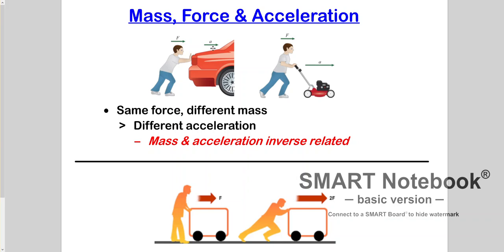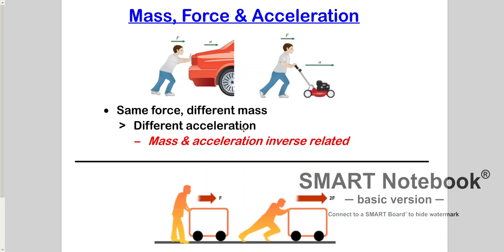And we can see that, and I think we know from experience, if I apply the same force, say 10 newtons, to a very massive object like a car, the acceleration of it is going to be very small. Whereas if I take that same force, 10 newtons, and apply it to an object that is less massive, acceleration will be much greater. And so what we can take from that is that if I have the same force but different masses, then I will have different accelerations.